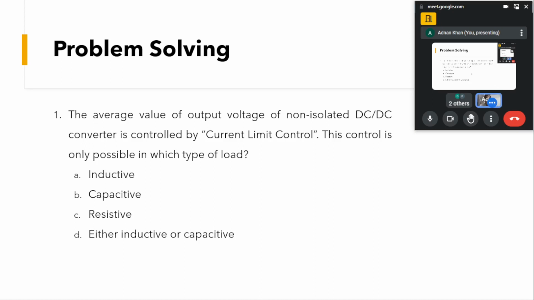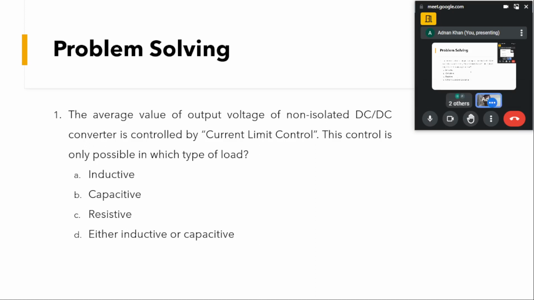Here is the first problem. The average value of the output voltage of the non-isolated DC-DC converter is controlled by current limit control. I had told you earlier that I'll be talking about this current limit control later on. Here I'll talk in detail about what this current limit control is. This control is only possible in which type of load? We have different options here: inductive, capacitive, resistive, either inductive or capacitive.